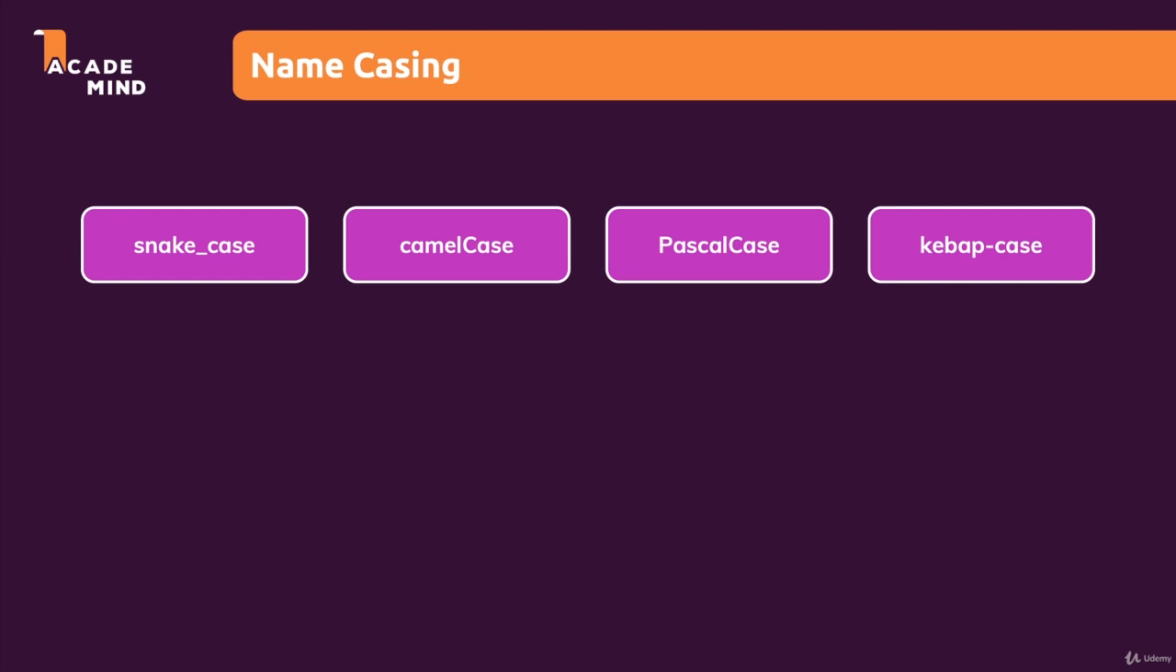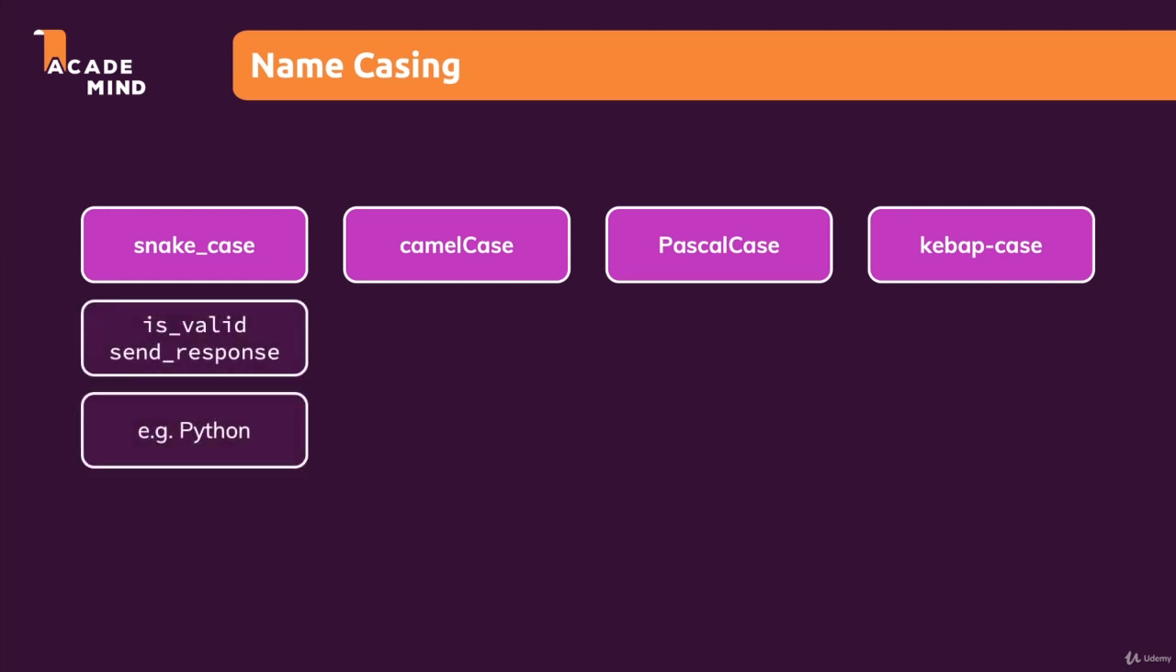Now, snake case looks like this: is_valid, send_response, where multiple words are separated with an underscore and everything is lowercase. And for example, you use snake case a lot in Python. There, you use it for variable names, for function names, and for method names. And that's what you saw in the initial examples in the first course section already.